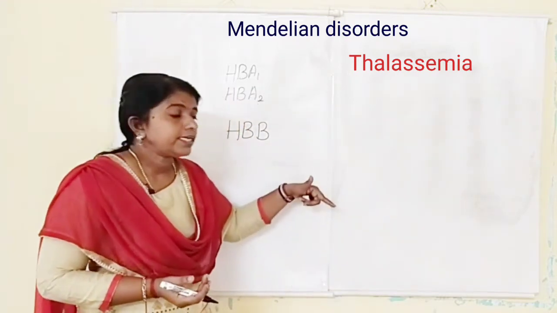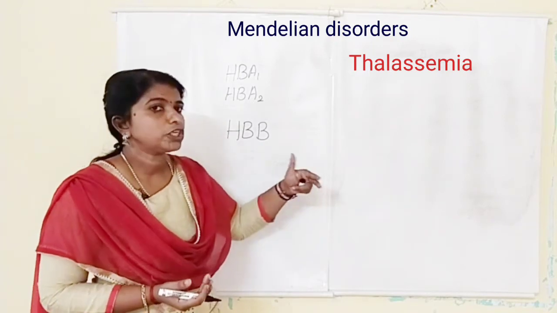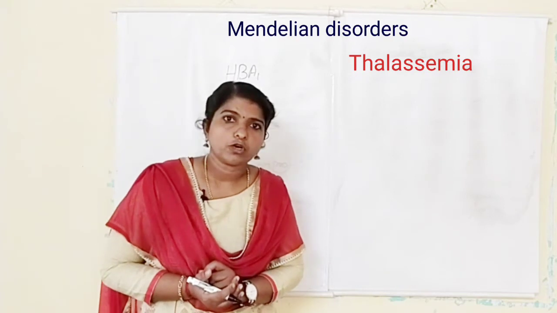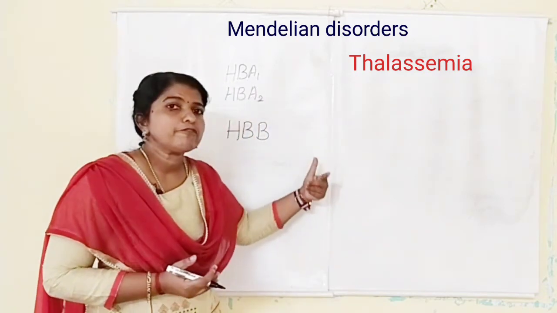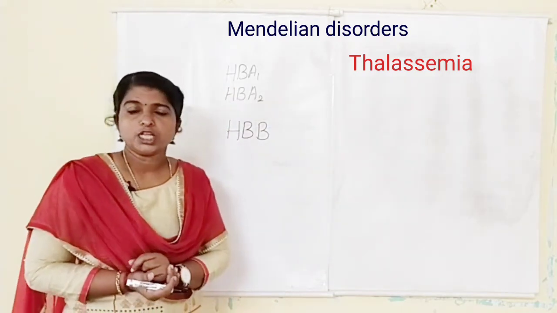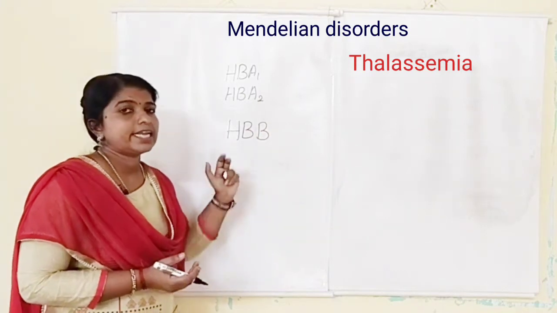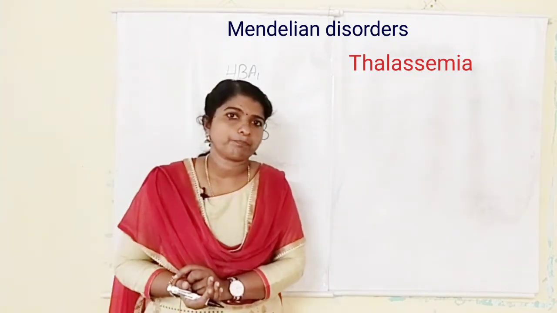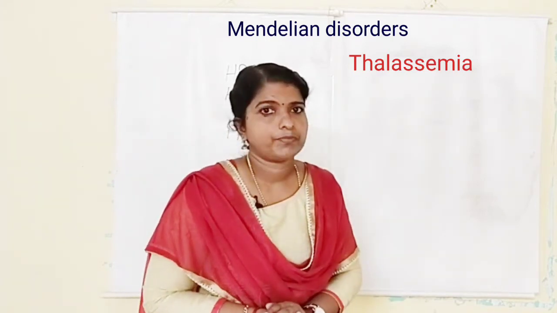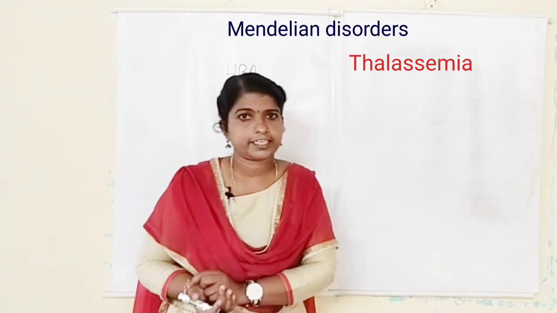But we already discussed sickle cell anemia. There also the globin chain is affected, but the problem is qualitative because a not properly functioning globin chain is synthesized in sickle cell anemia. So it is a qualitative problem. But here in thalassemia, it is a quantitative problem. That is about thalassemia. It is an autosome linked recessive inheritance.